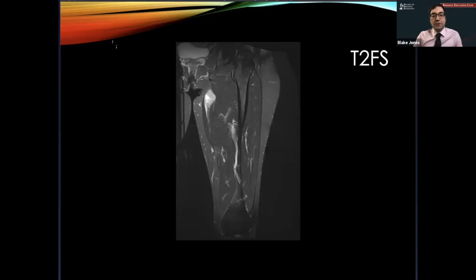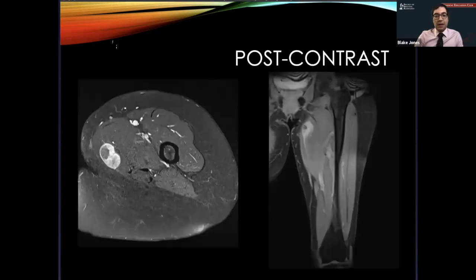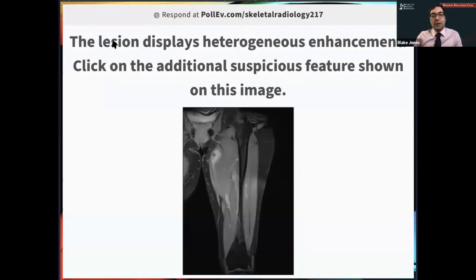So I'll give you a few more images here. Here we have a coronal T2 fat sat image. And here we have post-contrast images, both in the axial and coronal plane with fat suppression, illustrating some of the features of the mass that I hope will help you narrow your differential. To that point, there's a particular feature that these images are showing, and I put here the post-contrast image that's showing an additional suspicious feature of the mass.